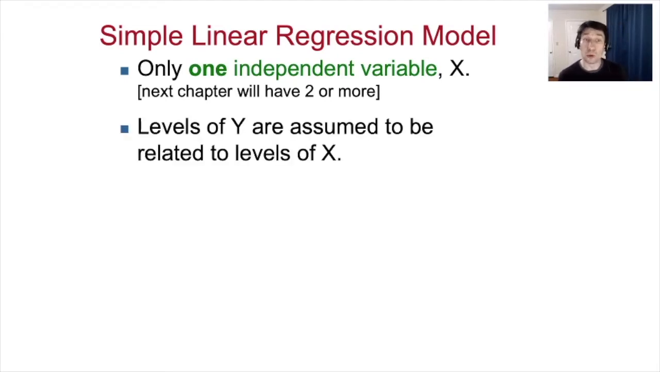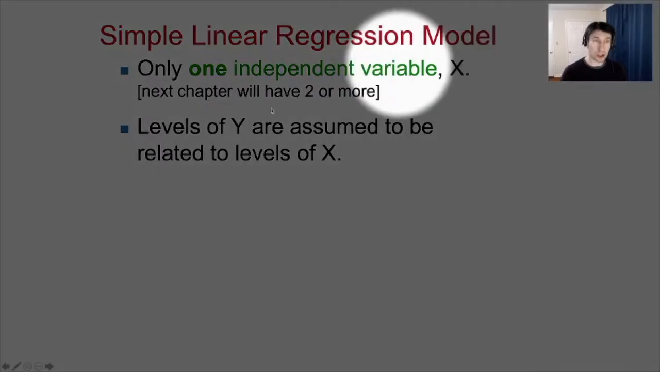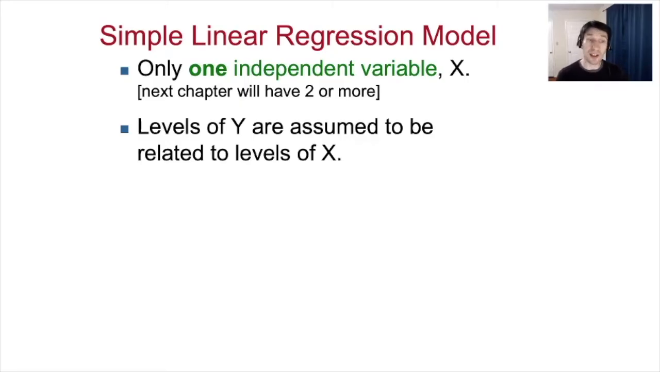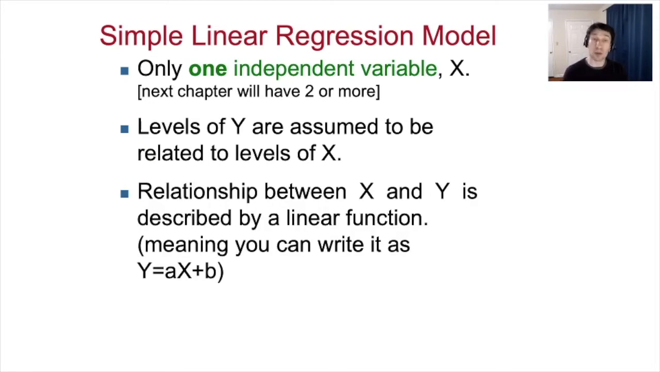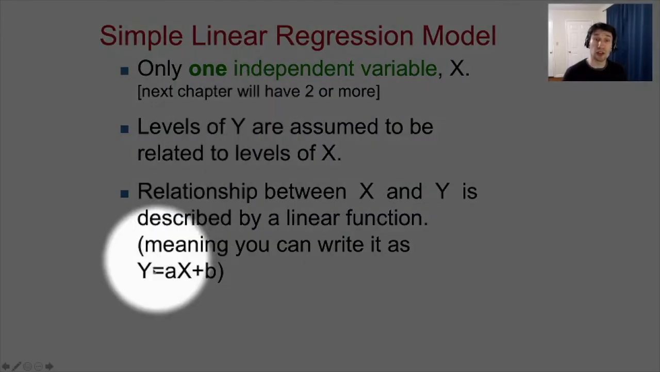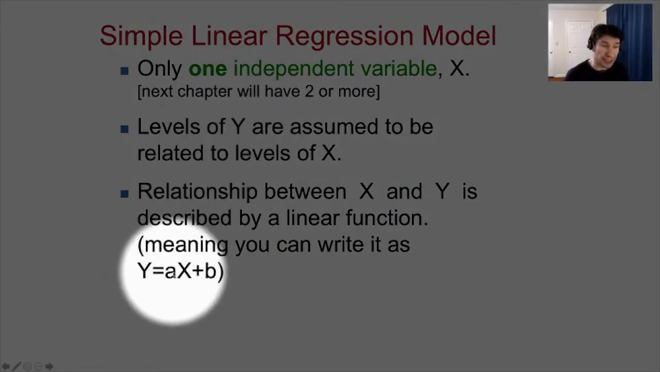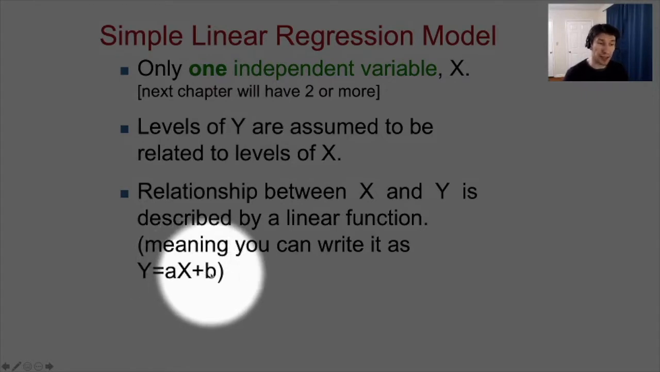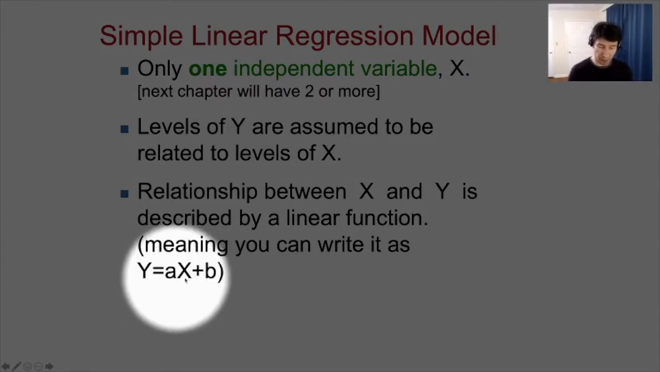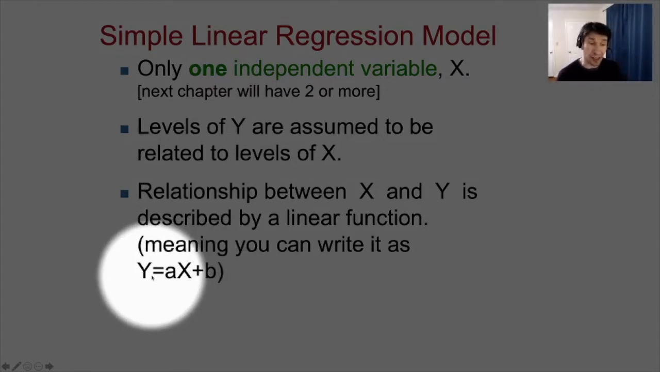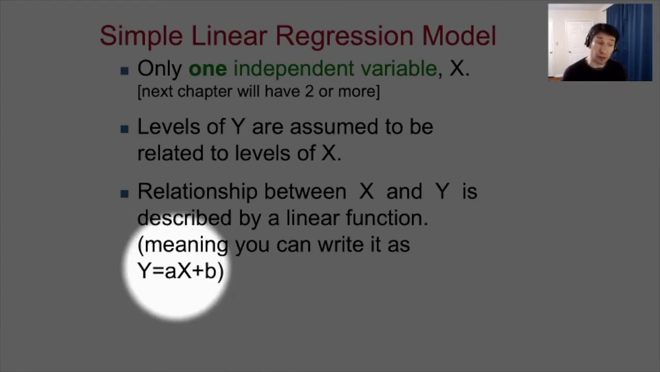The variable we wish to explain, we're going to call it y. And we assume that the levels of y are somehow related to the levels of x. And we think that relationship between x and y could be described by a linear function. Meaning what? Meaning that you can write it as y is equal to a times x plus b, right? That is a linear function. And that linear function defines a linear relationship between y and x.